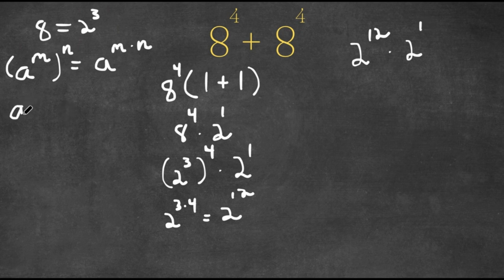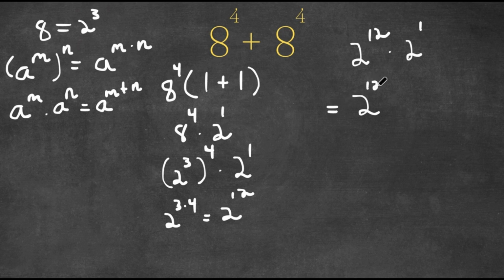Now, if we have something in the form a to the power of m times a to the power of n, this is equal to a to the power of m plus n. So the exponents add with each other. So this would equal 2 to the power of 12 plus 1, which is 2 to the power of 13. So 2 to the power of 13 is our answer.